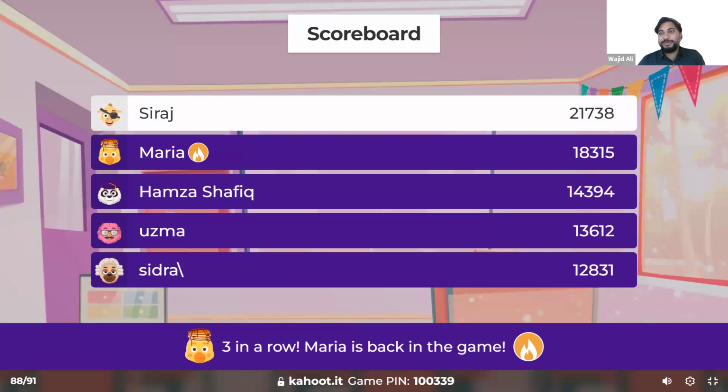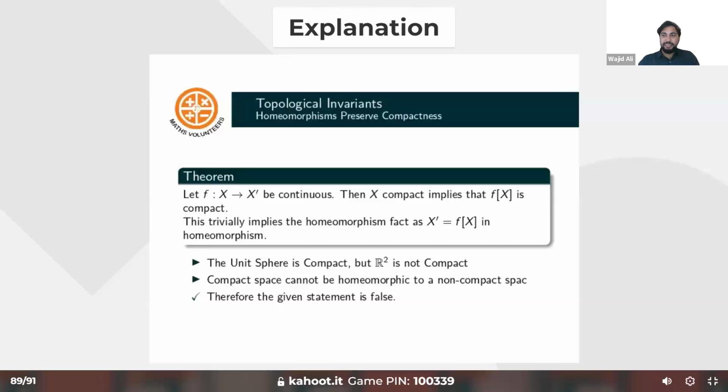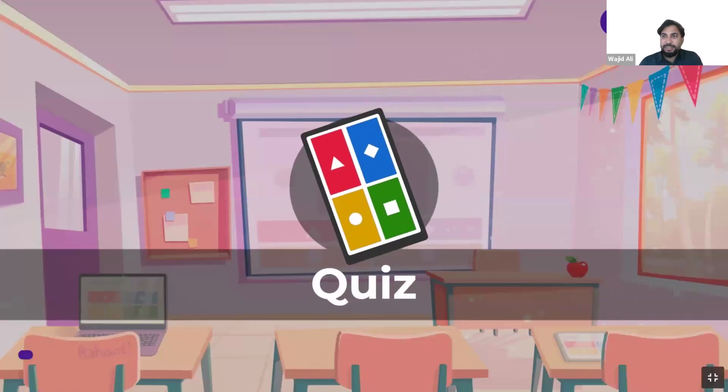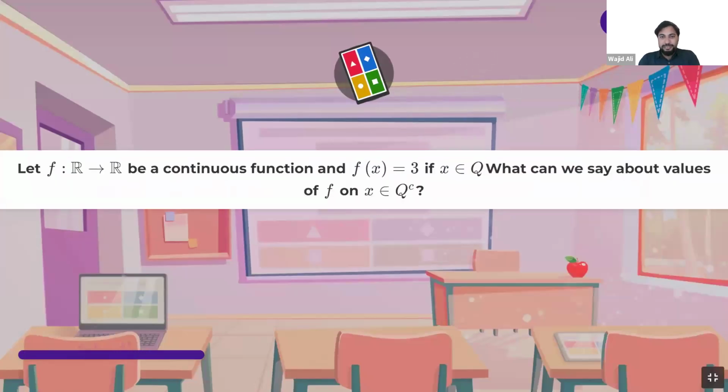Well, the continuous image preserves compactness. So again, compactness. The unit sphere in R3 is closed and bounded, so it's compact. And R2 is closed but not bounded, so it's not compact. Good. So the answer is part. Very well. I think this is the last question.